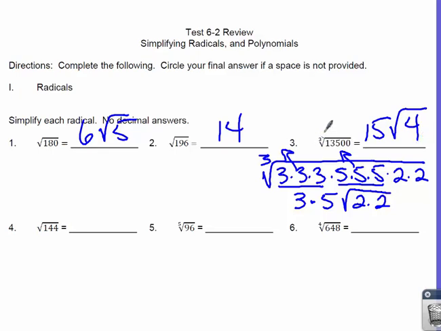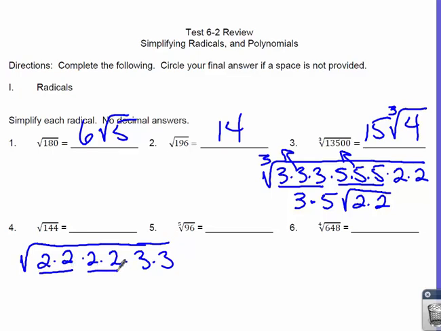If I'm looking for a cube root, you must put the little 3 as your root. Okay? Now, number 4, when you break it down, you end up with 2 times 2 times 2 times 2 times 3 times 3. Okay, so this one, I'm looking for a square root again, 2 of a kind. So I've got a pair of 2s, a pair of 2s, and a pair of 3s, which give me just plain old 12.